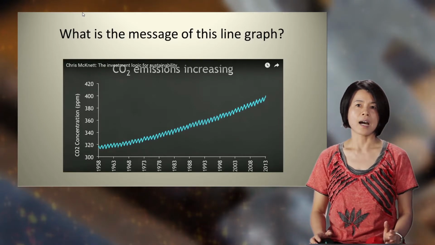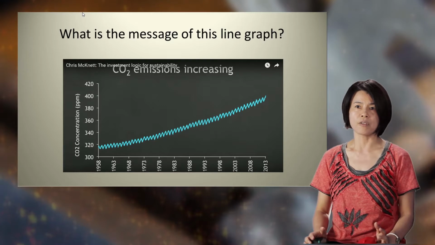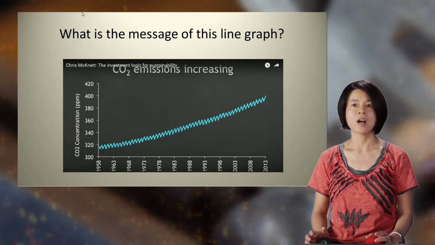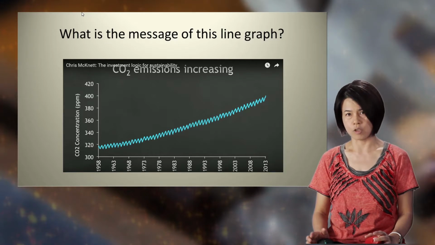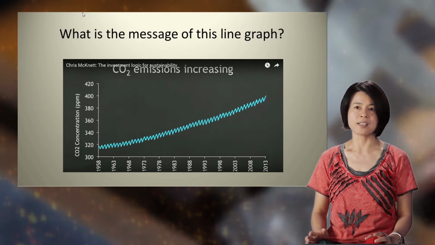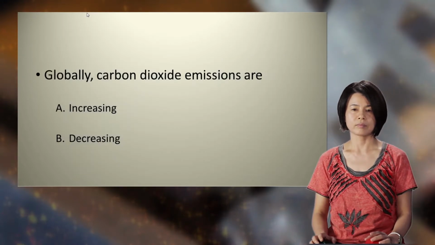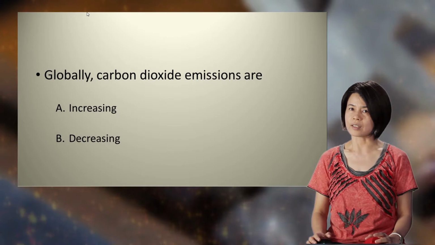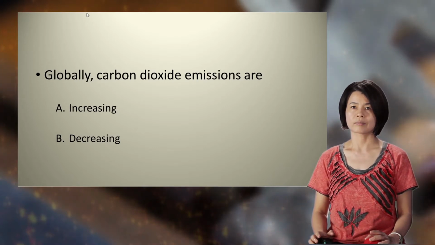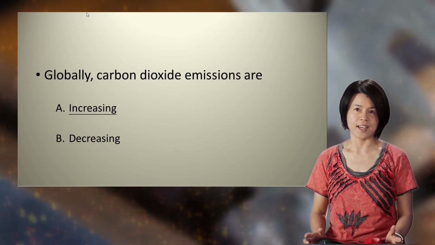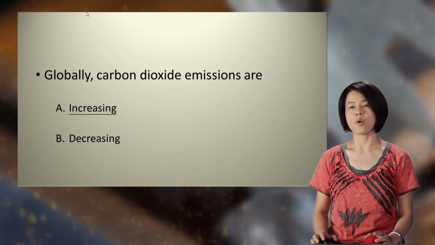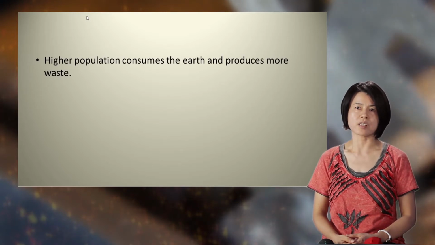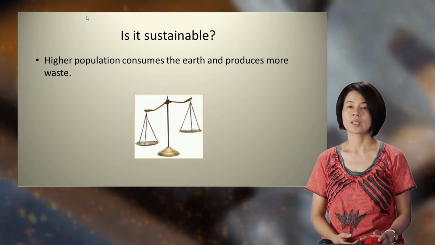This is the final figure I'd like to share with you. What is the message of this line graph? Again, the horizontal axis is time in the unit of year, while the vertical axis is carbon dioxide emission. According to this graph, could you please answer the following question? Globally, is the amount of carbon dioxide emission A, increasing, or B, decreasing? I'm sure your answer should be A, increasing. So that will bring us to the next question. Higher population consumes the earth and produces more waste. Is it sustainable?